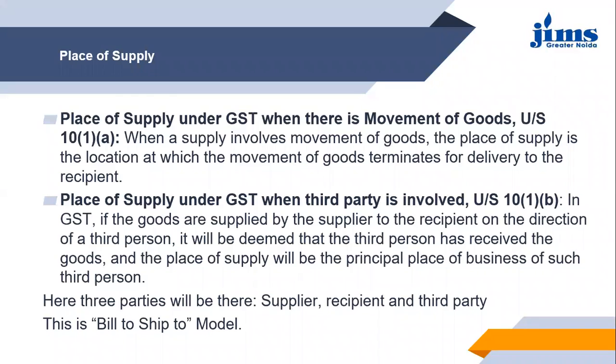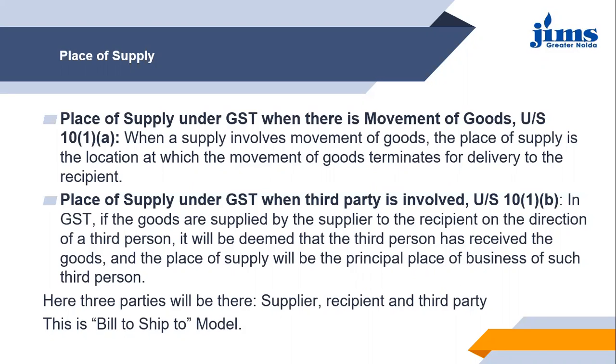Coming to the second situation, where it talks about the place of supply under GST when a third party is involved. Third party here means the person on whose instruction the goods are being moved. Suppose, for example, I have ordered the goods, and my factory location is in Bombay, and my registered place of business is in Delhi, and I am ordering the goods from Calcutta. So goods need to be moved from Calcutta to Bombay, but my location is Delhi. But I want it to be delivered to Bombay.